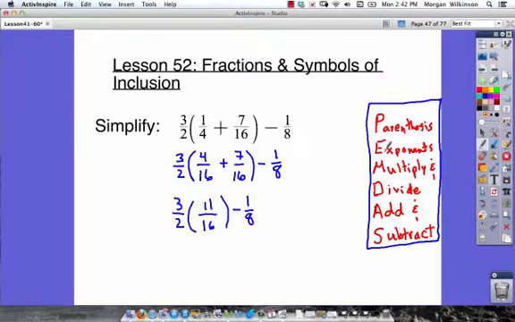We know next, exponents, we don't have any, so we move on to multiply and divide. When we multiply here, we're going to get 3 times 11 is 33. 2 times 16 is 32, so we get 33 over 32. Then we have to subtract 1/8 from that. We need to find our least common denominator. That's the least common multiple of 32 and 8. Hopefully you said 32, because 8 times 4 is 32. So we're going to get 33 over 32, that stays the same, minus something over 32.